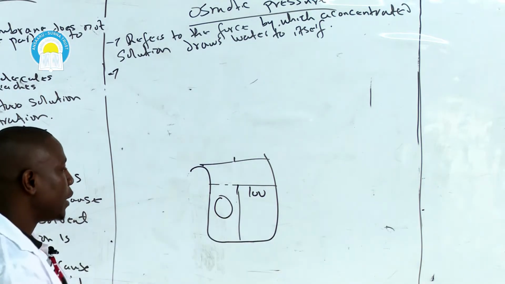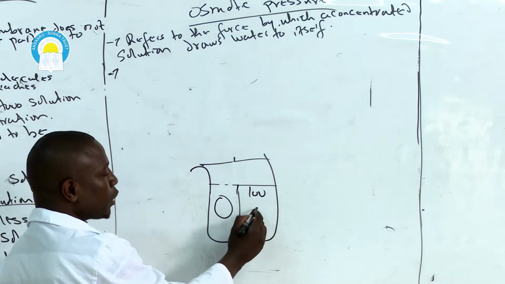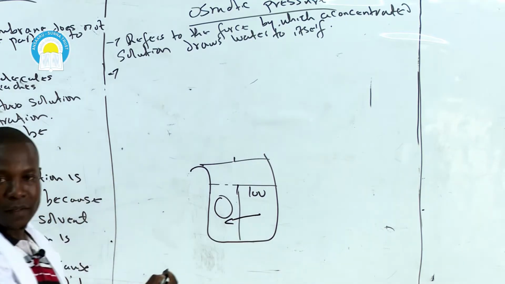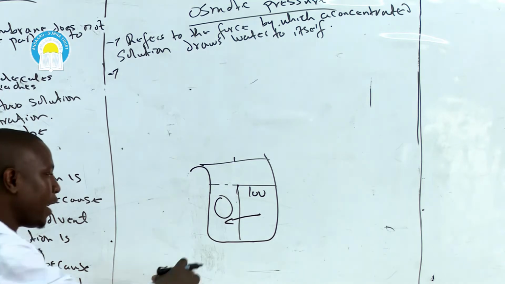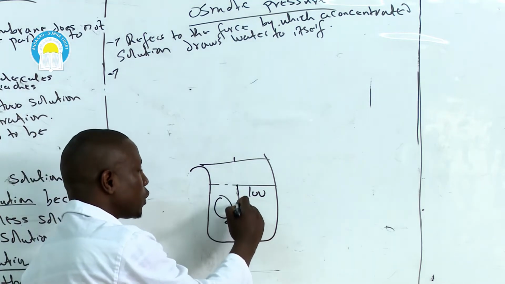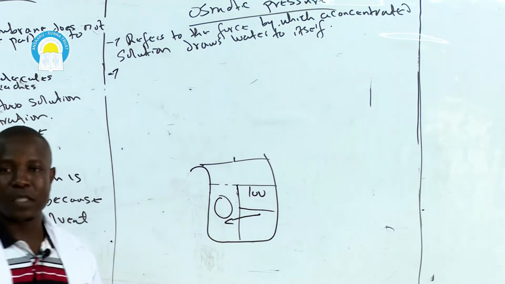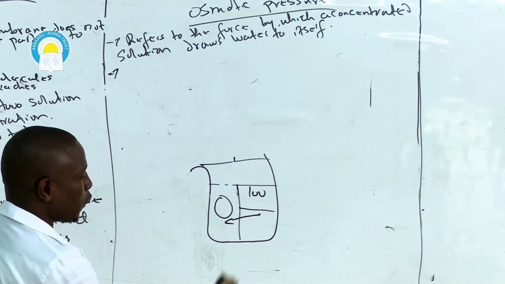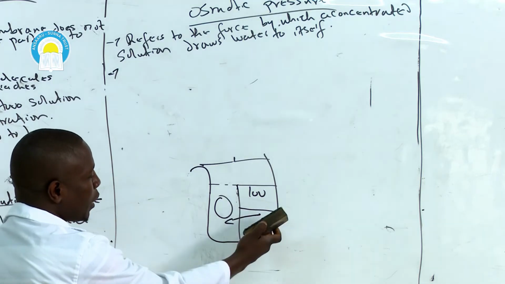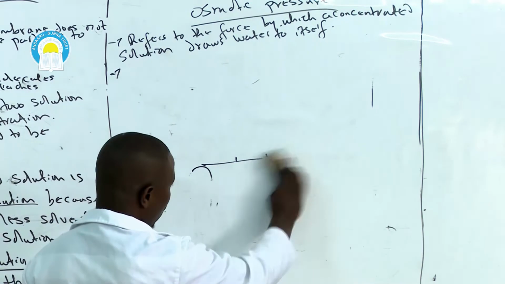What's going to happen is that water from this side will move from this side to this side. From where it is low to where it is what? High. And the water content here is going to do what? To drop at the end of the experiment. The water in the lowly concentrated region is going to drop. Why? Because water will move from where it's less to where it is more.